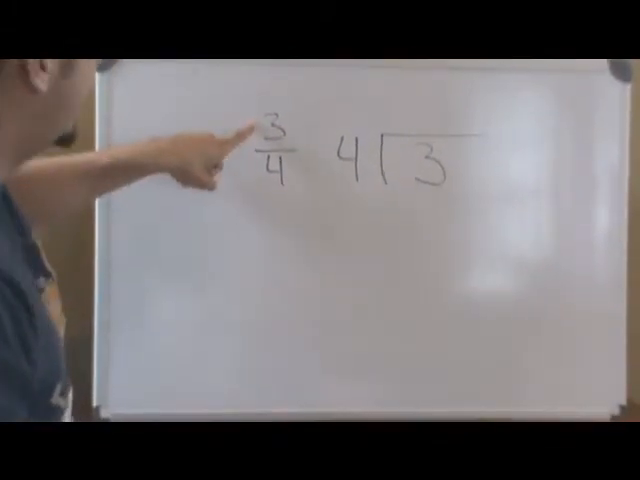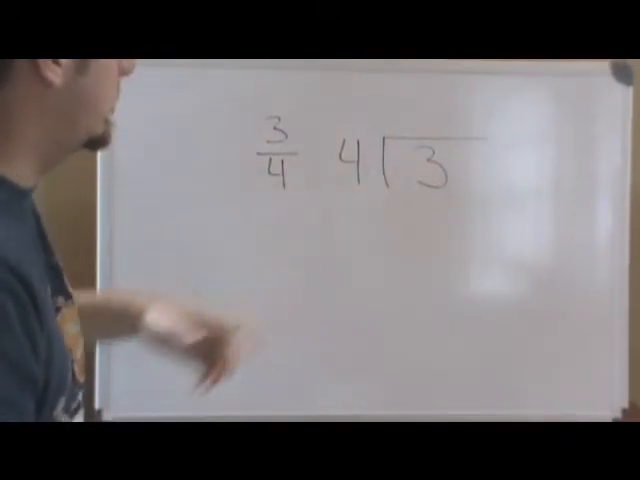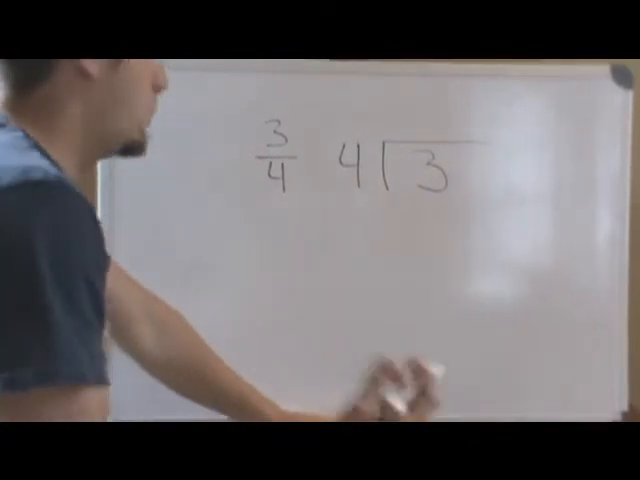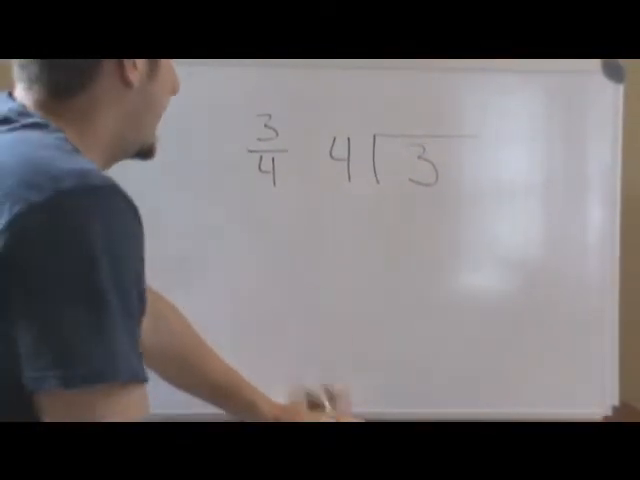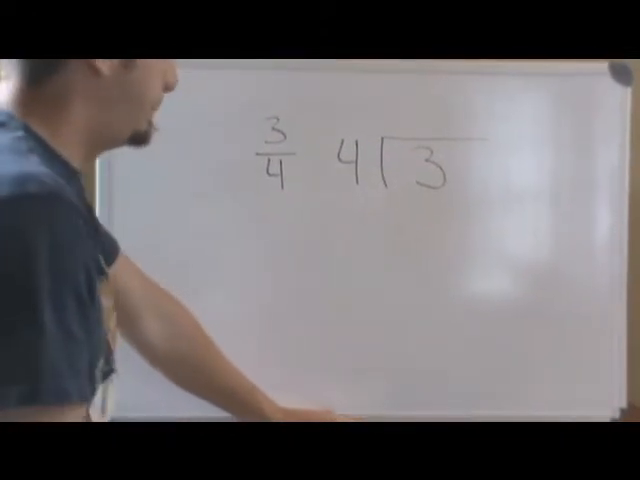So 3 is being invaded by 4. So 3 is in the castle and 4 is trying to invade his castle. That's one way to remember it. Everyone has their own little tips and tricks. I just thought I would show you mine.